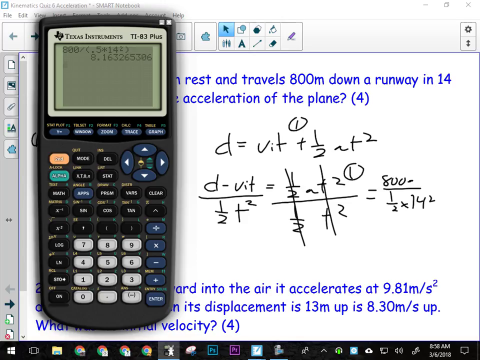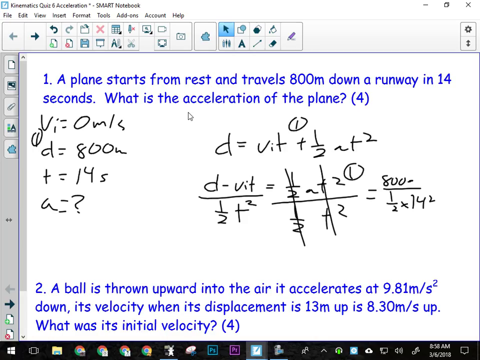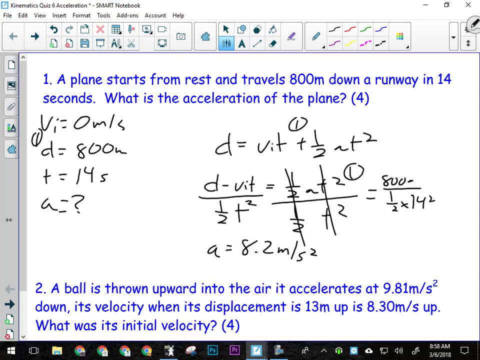All right, so the acceleration of the plane is 8.16. Actually, sorry, we only have 2 significant figures, so 8.2 meters per second squared. Okay, and they gave us a direction here, down the runway.